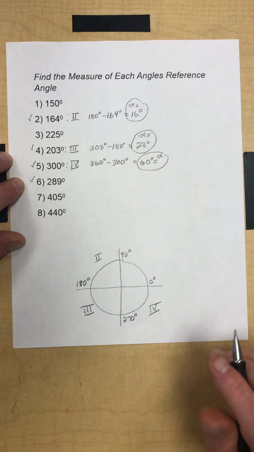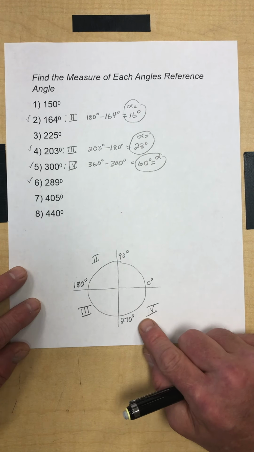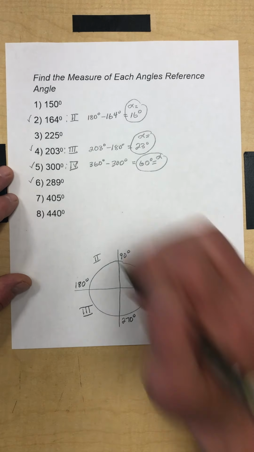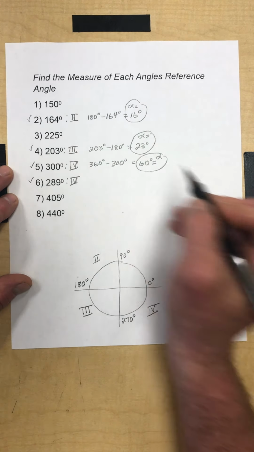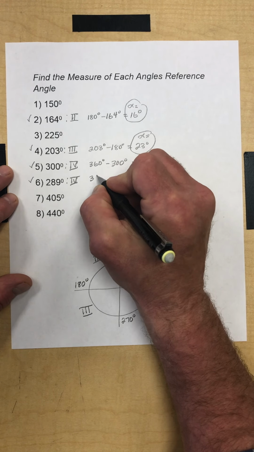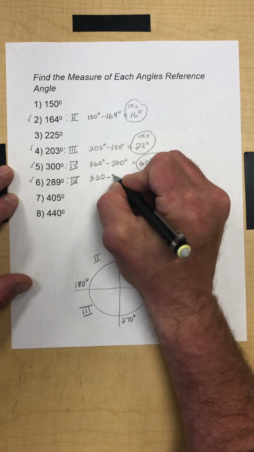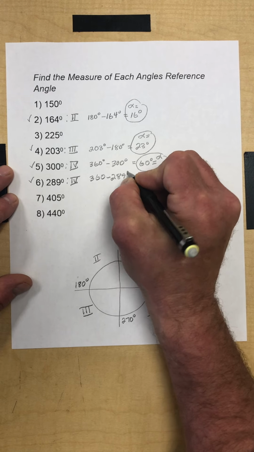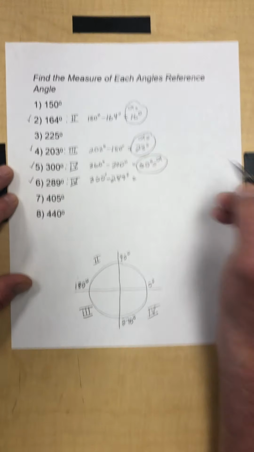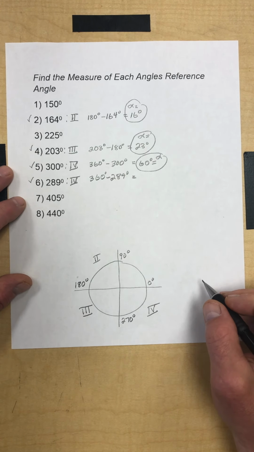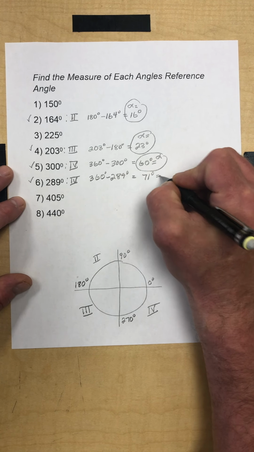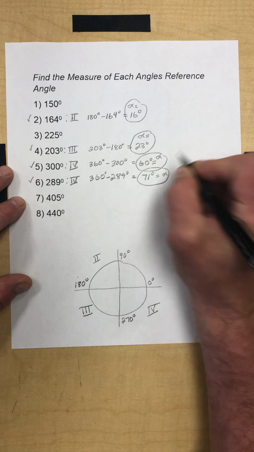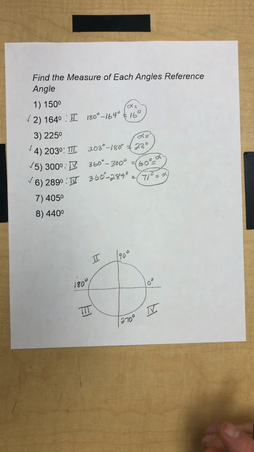Then 289. Once again, 289 is in quadrant 4, so I have to use the same rule. I would go 360 minus 289. And what's that going to give us? 71. Yeah, 71 degrees. So that would be my alpha there. So it's really just some really easy rules.